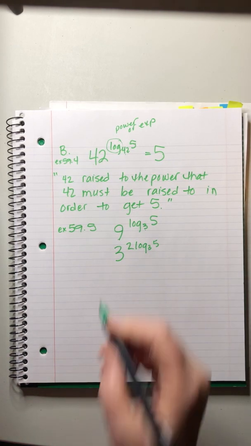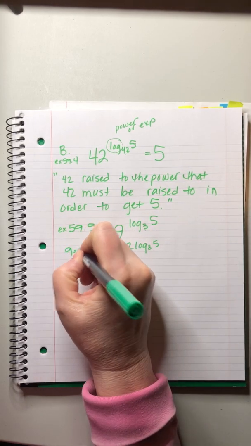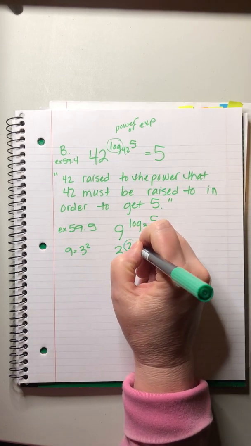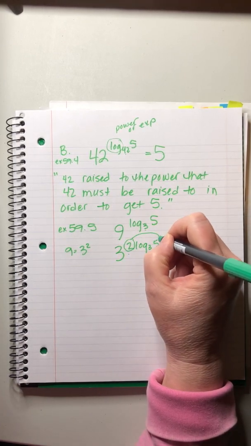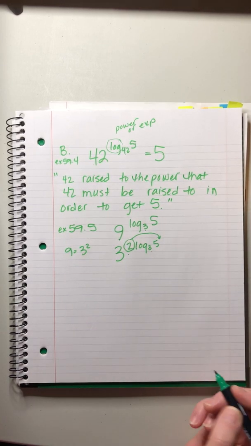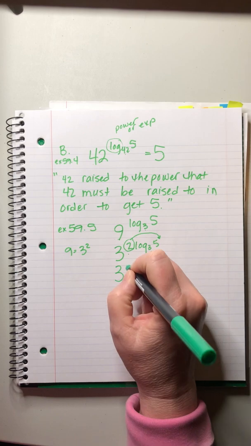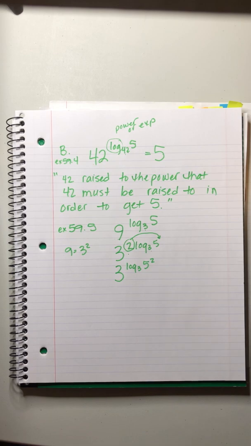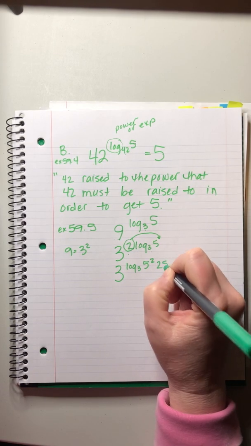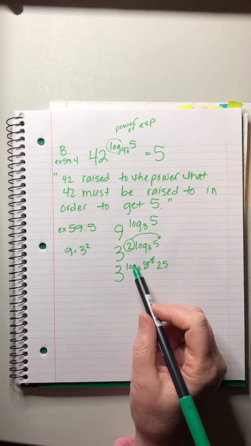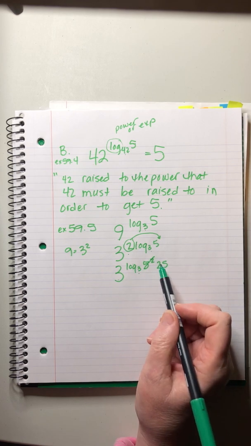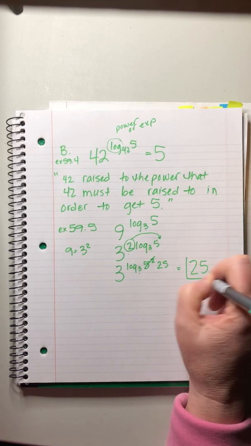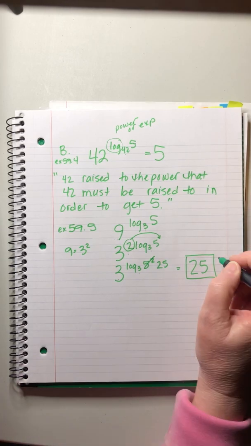Okay, so we switched the 9 to a 3 squared, so now the bases match. But now we've got this creature. What do we do with that? Oh, we can jump it up on top of that 5, right? We can use the power rule. So now we say 3 log 3, 5 squared. And I'm just going to change that to a 25 right away. So now we're saying 3 raised to the power that 3 must be raised to get 25. And so guess what our answer is? 25. Weird, right?